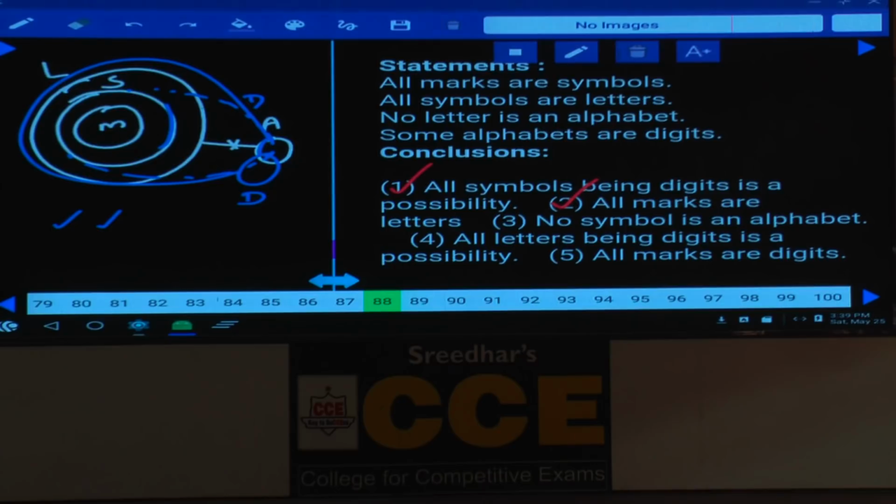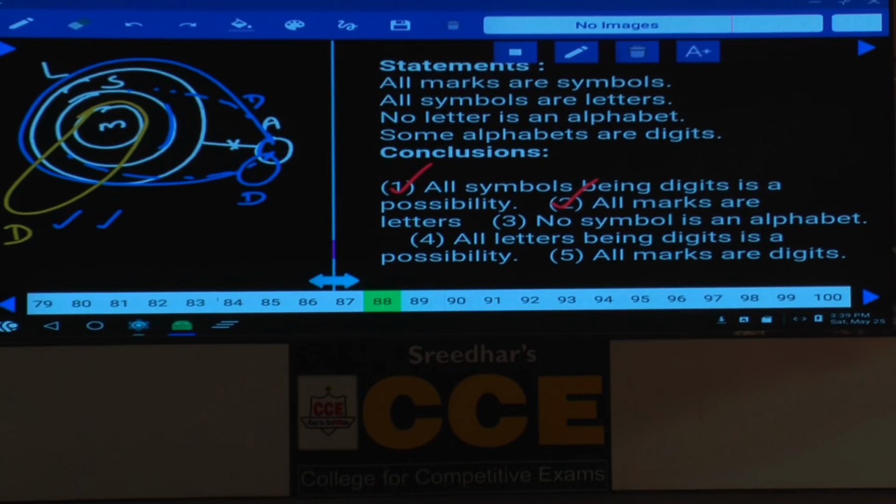Hence it cannot be your answer. Finally, what is your answer here? Choice 5. All marks are digits. Now tell me, all marks are digits. Can I draw digit like this? All marks are digits. If you draw digit like this here, all marks are digits.